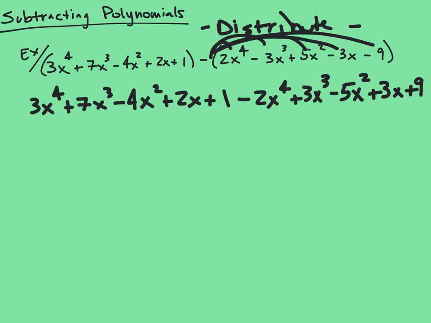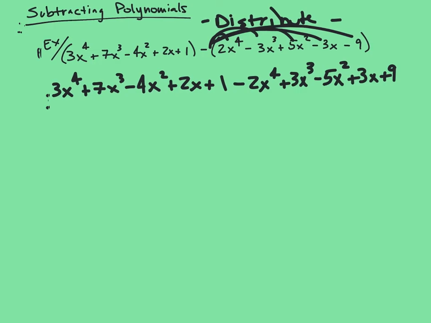Okay? And what I'm going to do here is now just combine my like terms as normal. So once I've distributed all these, all the signs in front of my terms here become the opposites. Notice how this 2x to the 4th has an opposite sign. 3x cubed has an opposite sign. 5x squared, opposite, opposite, and opposite. And now we just combine them as normal.